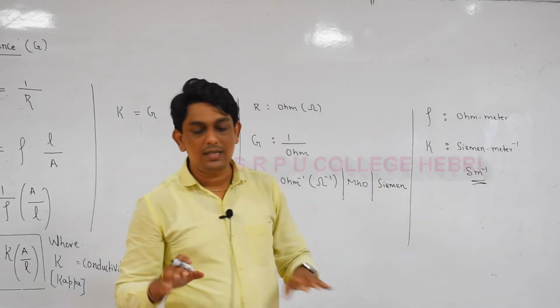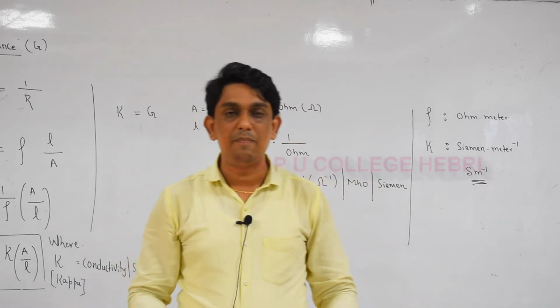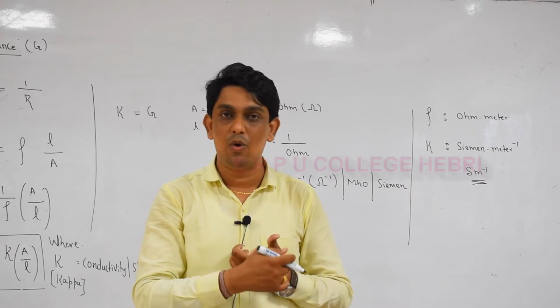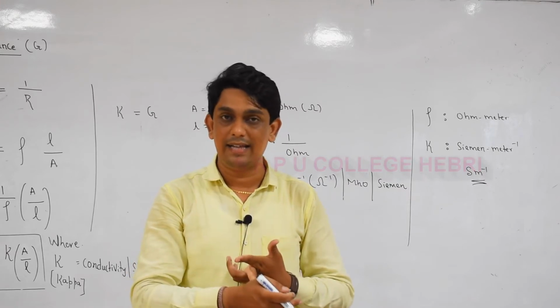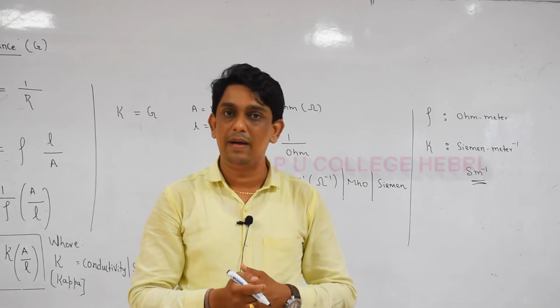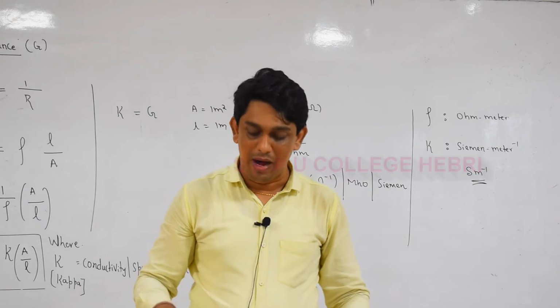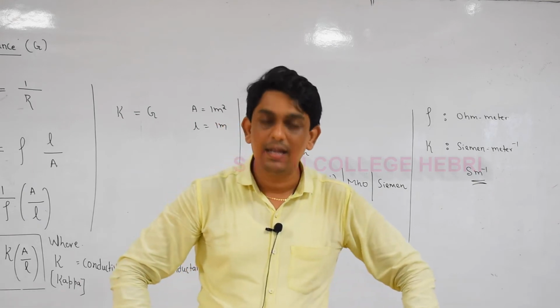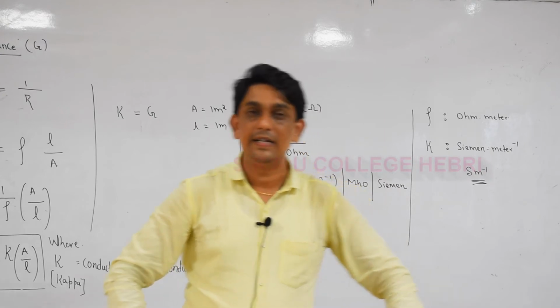So let me tell you in brief that the units are: resistance, ohm; resistivity, ohm meter; conductance, siemens; and conductivity, siemens per meter. So this is all about the brief introduction of resistance, conductance, resistivity and conductivity.